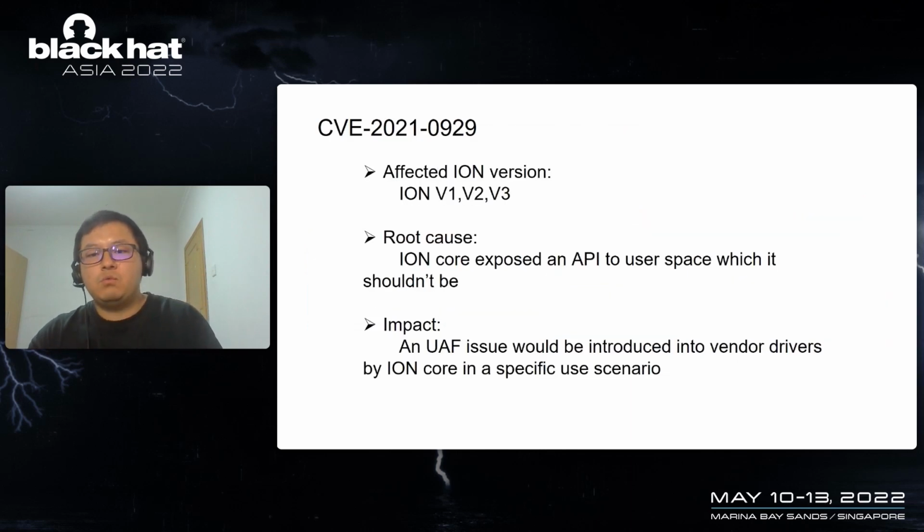CVE-2021-0929 will affect ION version 1, 2, and 3. The root cause of it is that ION core exposed an API to user space, which it shouldn't have. A use after free issue would be introduced into vendor drivers by ION core in a specific use scenario.